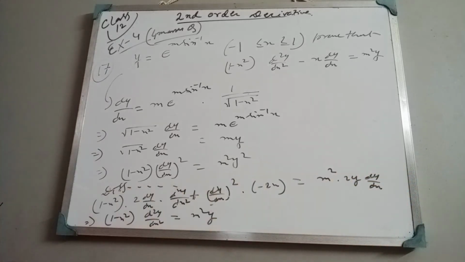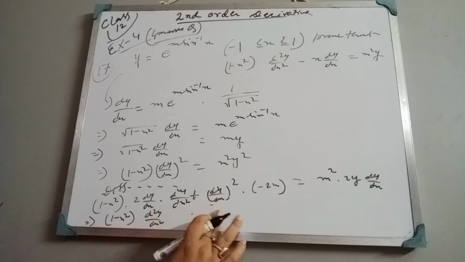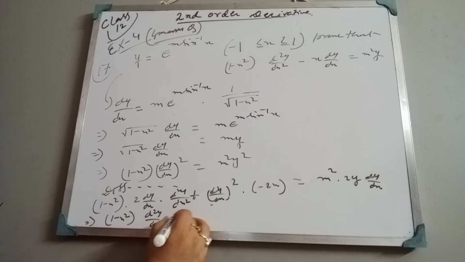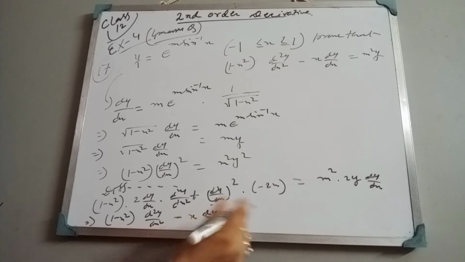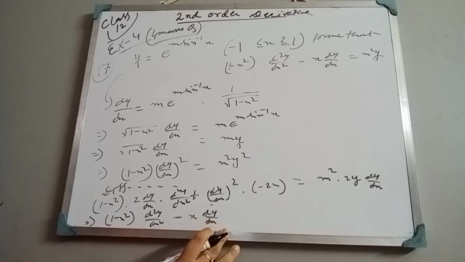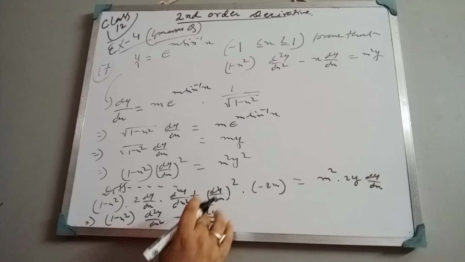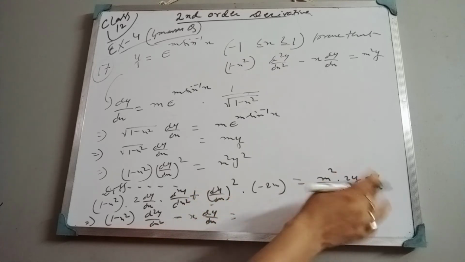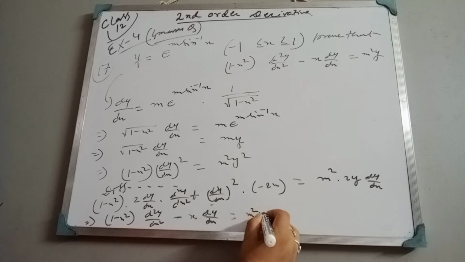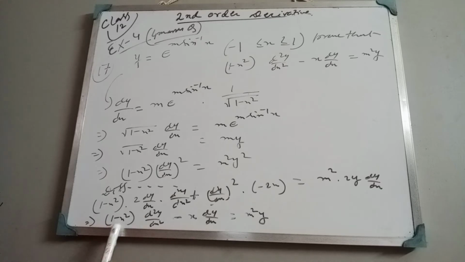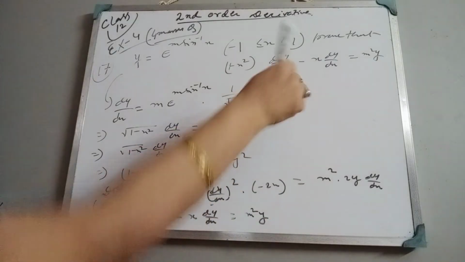Now what did I say? 2 dy dx will be cancelled from both the sides. So when we take 2 dy dx, it is coming d2y dx2, and it is minus x dy dx. Minus x dy dx. 2 dy dx done. So minus x dy dx is equal to y, 2 dy dx cancelled. So it is coming is equal to m square y. Okay. Yes, this only we have to prove. 1 minus x square d2y dx2 minus x dy dx is equal to this. Proved.